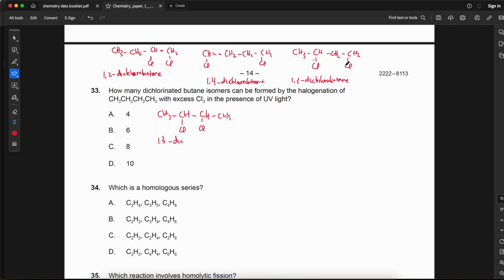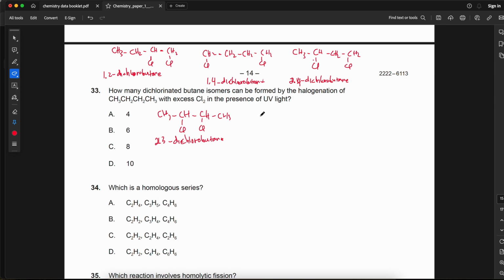This one is 2,4. Yeah, sorry. This one 2,4. And this one 2,3-dichlorobutane. Let me check again. So 1,2, 1,4, 2,4, 2,3-dichlorobutane.